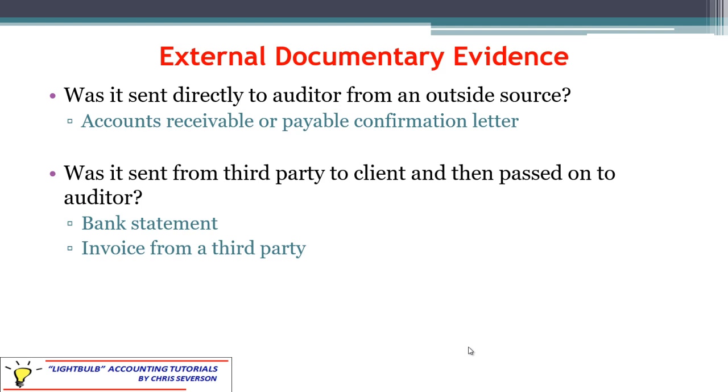Now, if it's sent from the third party to the client, and then the client passes it back to us, this is not as heavily weighted. It's still external, but there's the potential that the client has done something with it. Now, that would be pretty much fraud at that point if they intentionally mess with a document that came from an outside party. If they changed it in any way, that's certainly fraud. But we're talking like a bank statement or invoice from a third party, things like that.